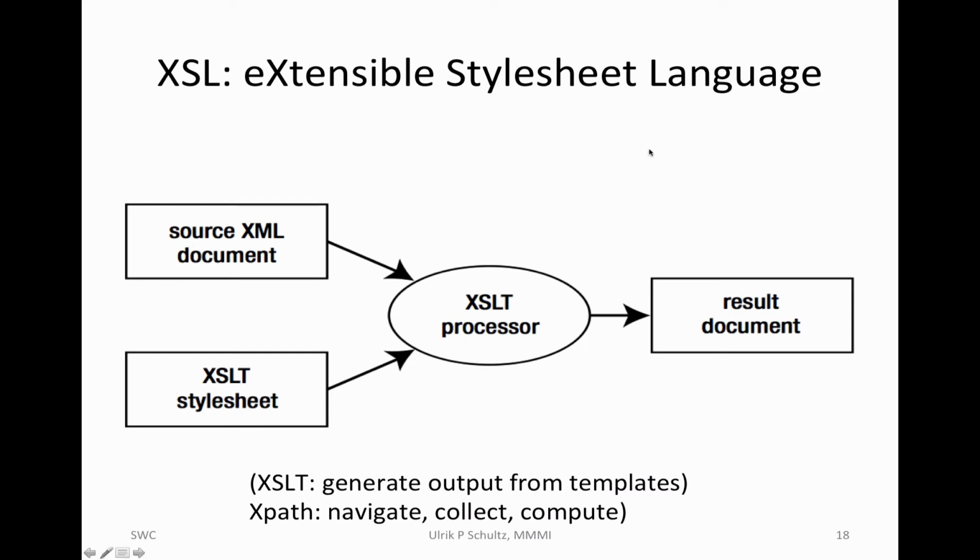XSL is the language that we use for transforming an XML document into a result document according to the XSLT specification. XSLT is what we use to generate output from templates, and then there's this language XPath that we use inside XSLT to navigate the XML document, to collect information, and to do computations.